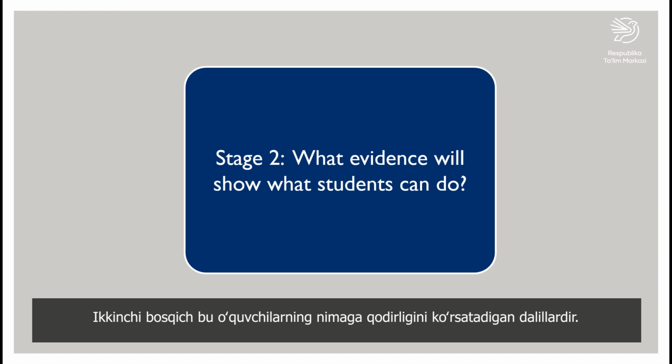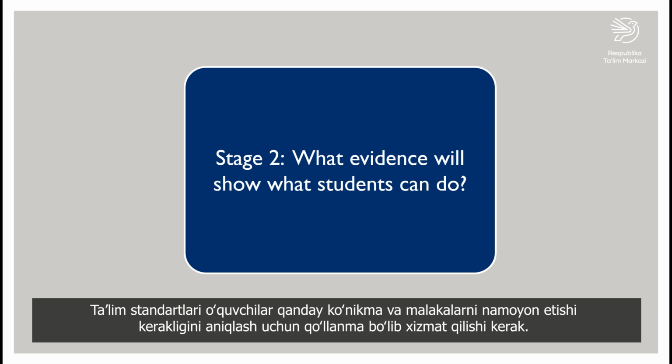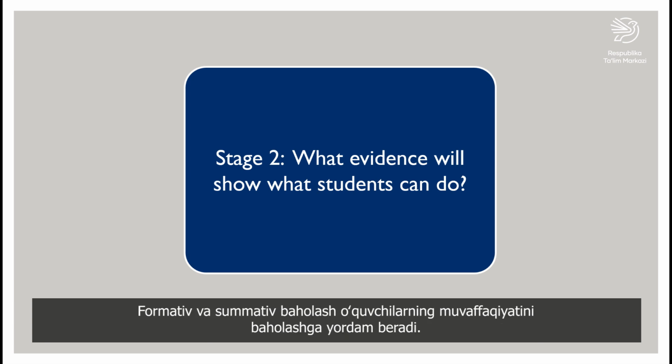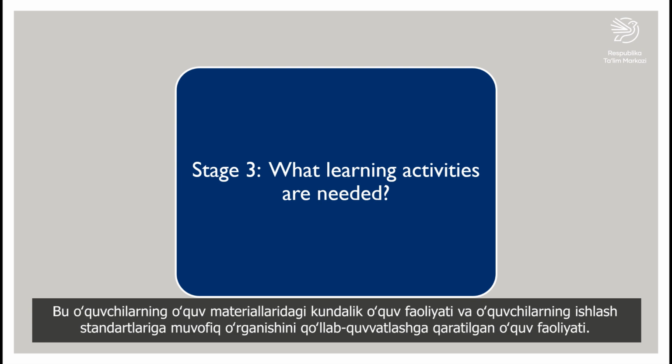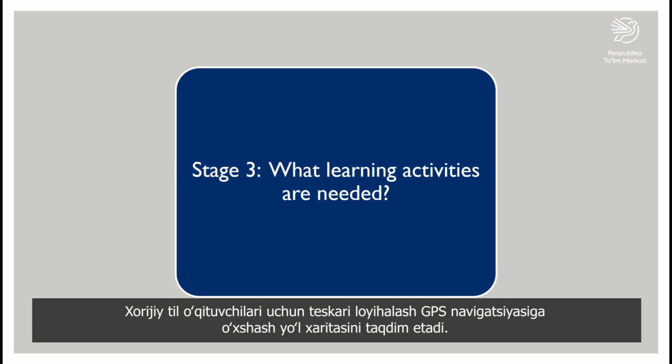The second stage is what evidence will show what students can do. Students' performance standards should serve as a guide for determining what skills and competencies students should demonstrate. Both formative and summative assessment help to measure learner progress. The third stage is what learning activities are needed. These are the day-to-day learning activities in the student learning materials and teaching activities that aim to support students' learning in meeting performance standards. For language educators, backward design provides a roadmap.